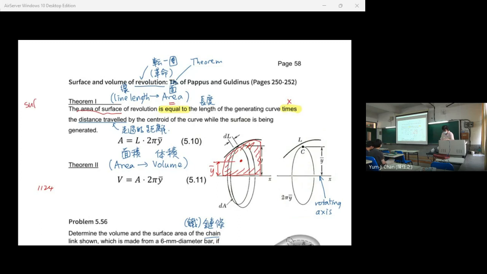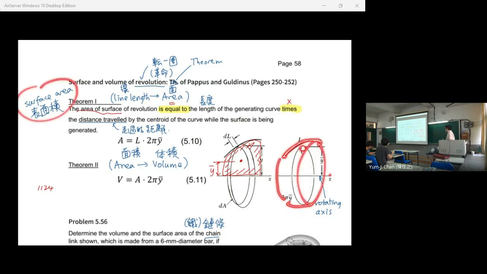Surface, 是表面哈, surface area. We can get the surface area if we know the length of the line and we know the centroid of the line, we can determine its surface area.